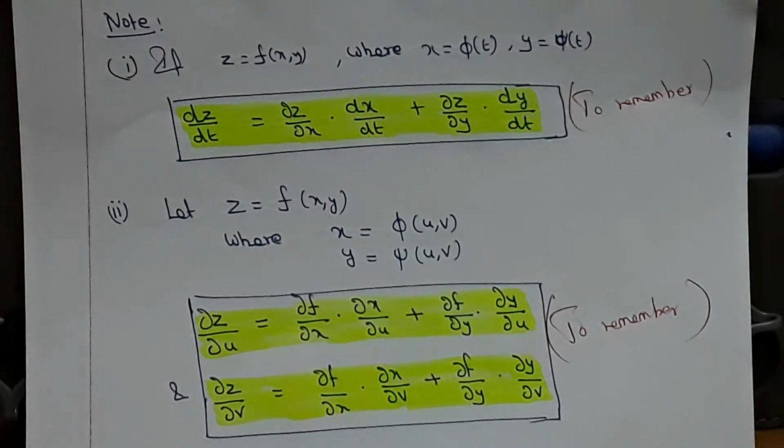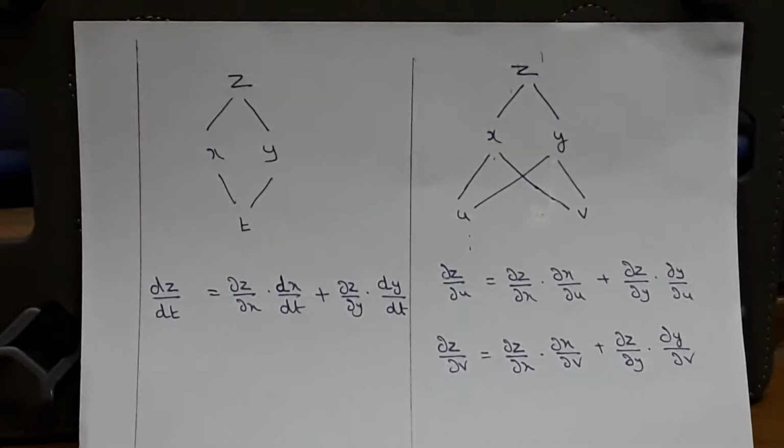One thing we have to see carefully. Here z is finally a function of a single variable, so we can find the normal derivative dz/dt. Here z is finally a function of two variables u and v, so we can take the partial derivative. So we have to remember these two equations carefully. Next, you can see how to understand it easily.